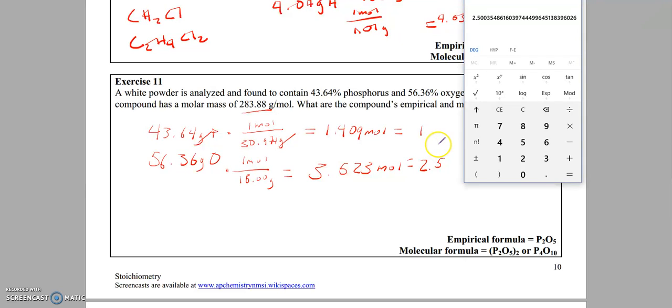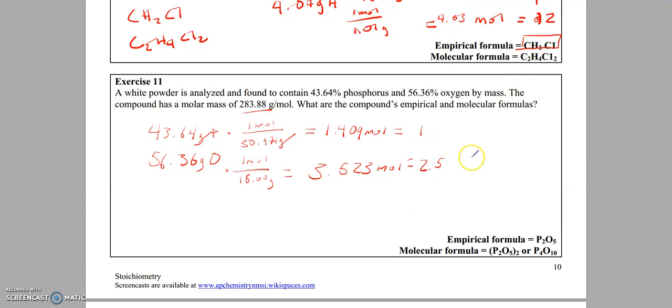oxygens. Well, we don't really talk about having 0.5 of a compound or of an element, so we're going to make this a whole number. So that's really a 2 to 5 ratio. So the empirical formula here would be P2O5.